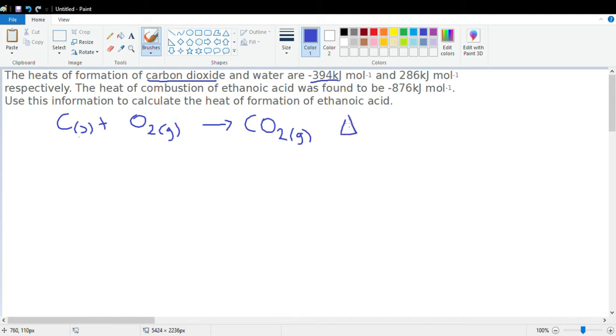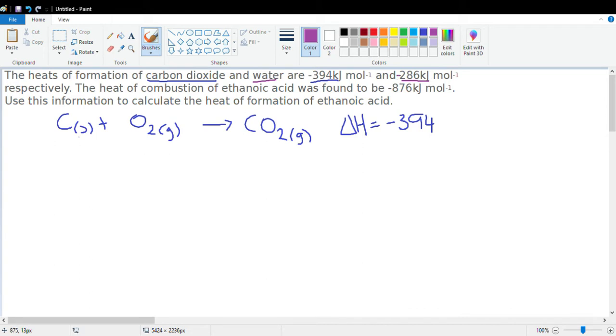And our delta H value, they told us, is minus 394. So just to keep it as tidy as I possibly can, I'm not going to write in the units. The next bit of information that we're given is that the heat of formation of the water here is 286. I think I typed out the question wrong. That should say minus 286.